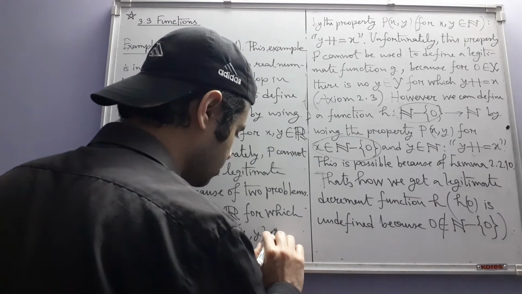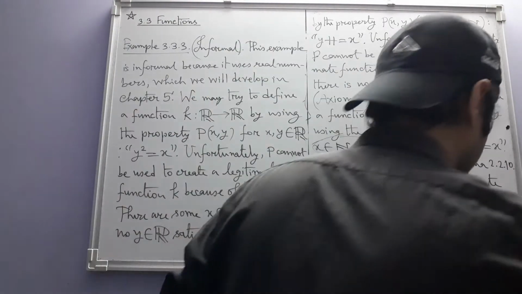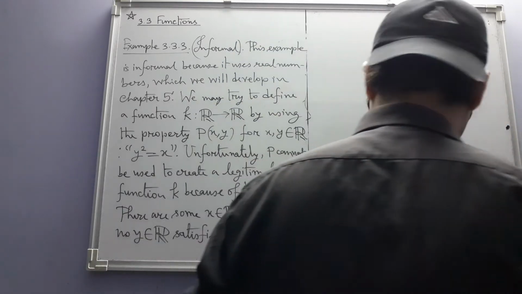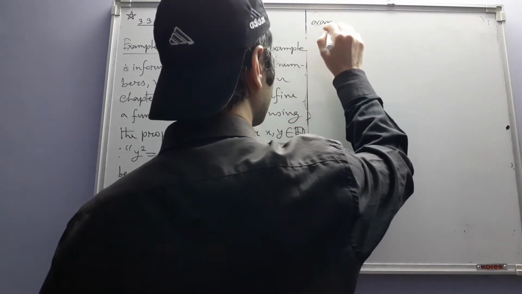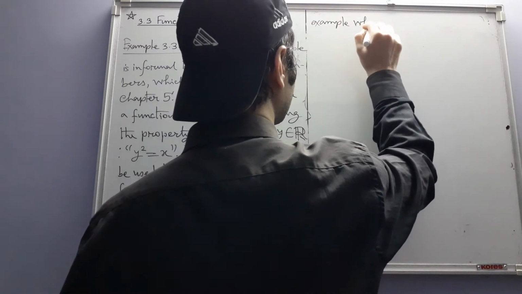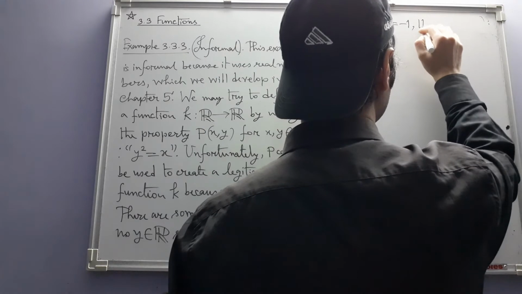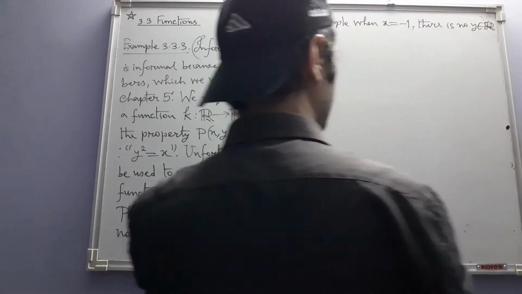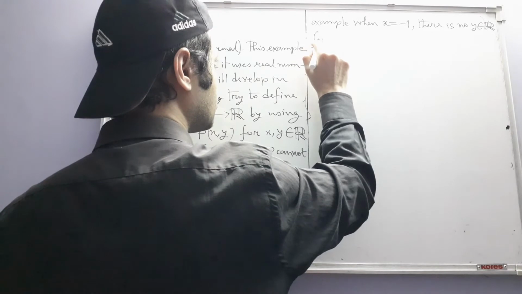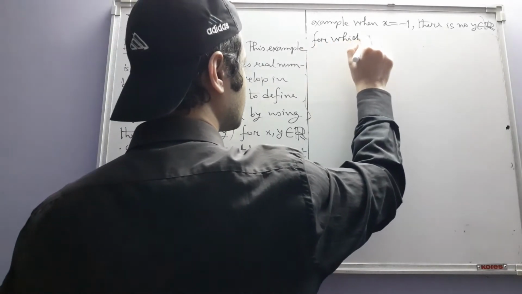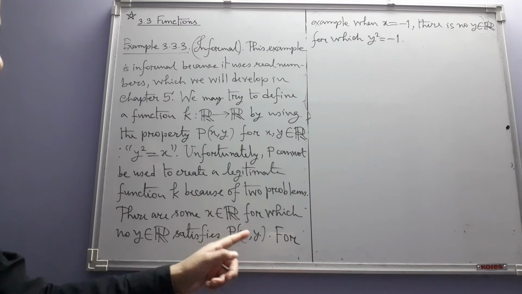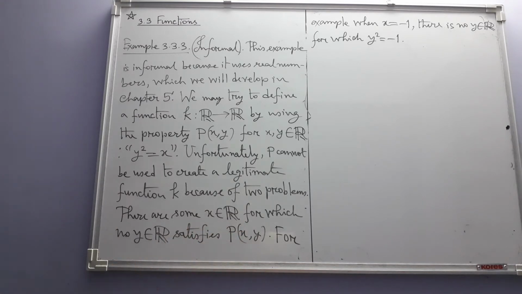For example, when x is equal to -1, there is no real number y for which y squared is equal to -1. That means p(-1, y) is not true for any real number y.